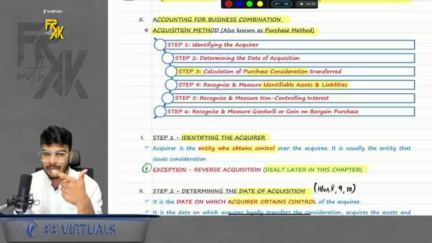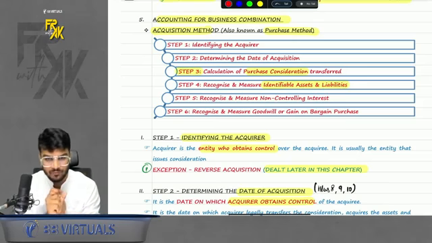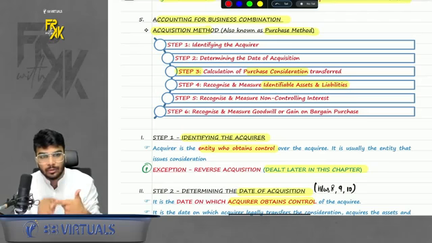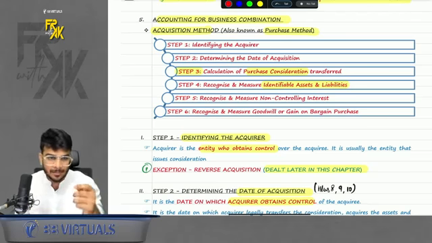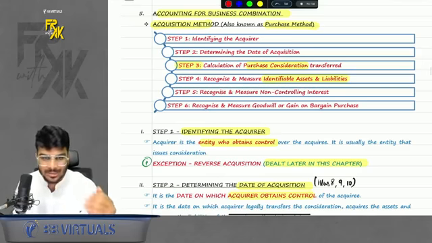Acquirer means purchasing company. Second step, determine the date of acquisition. Why date of acquisition? Because on this date only we will prepare the CFS as per 103. Third step is PC. Fourth step is INA, identifiable net assets. Fifth step is NCI. Sixth step is goodwill. Okay, let's discuss all the steps one by one.